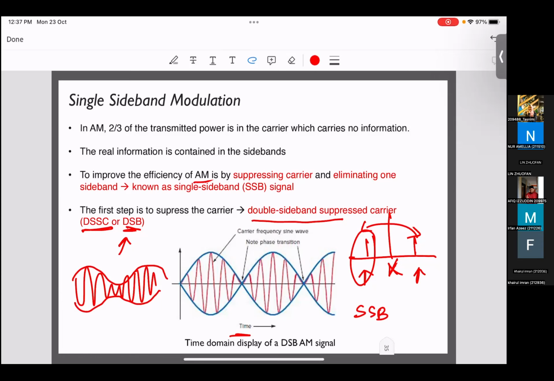Okay, so this was how our waveform looked for a standard AM. But if you eliminate the carrier, you would get pinched waveforms. It's not completely flat, but it's pinched. And this pinch is a change in the phase. A change in the phase. Okay, how do I explain phase?